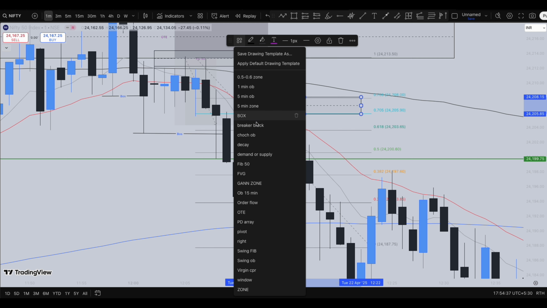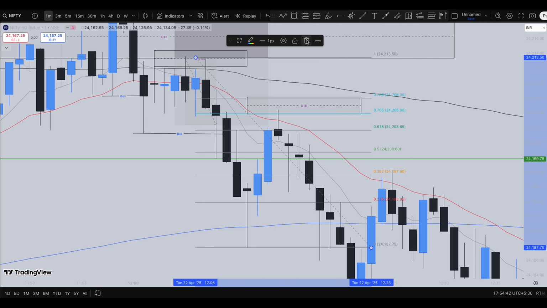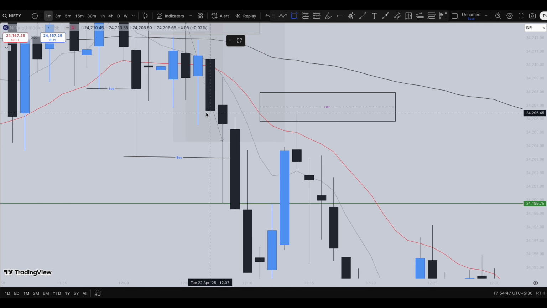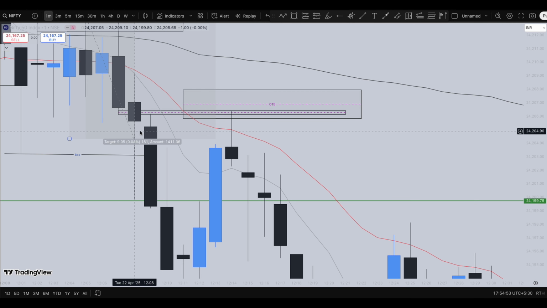Since there was a fair value gap here, I will definitely show you. Wait a second. This is the optimum trade entry, which is in confluence with this fair value gap over here. You can see. I hope you're understanding, guys. The fair value gap: this three candle which broke this low, there is a fair value gap over here.